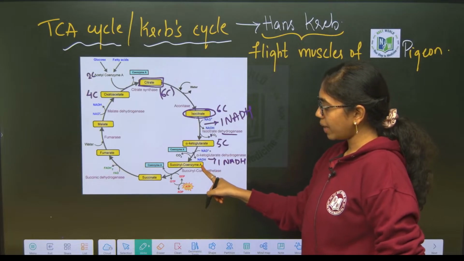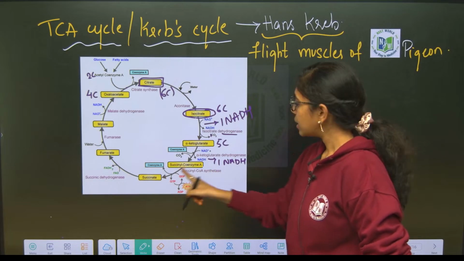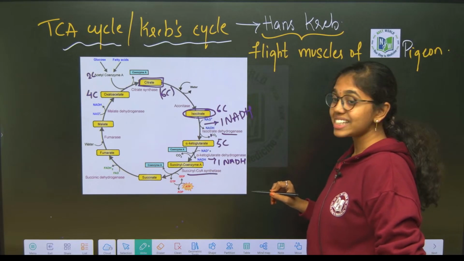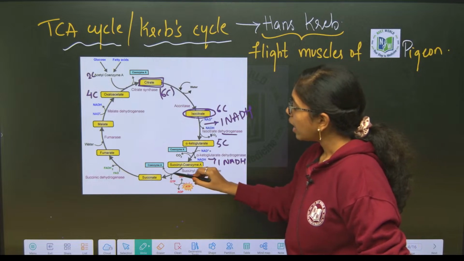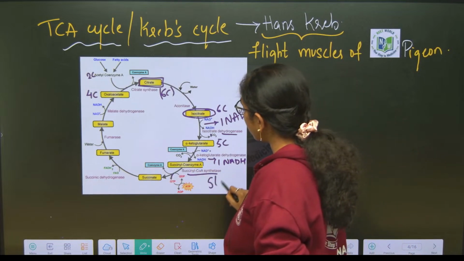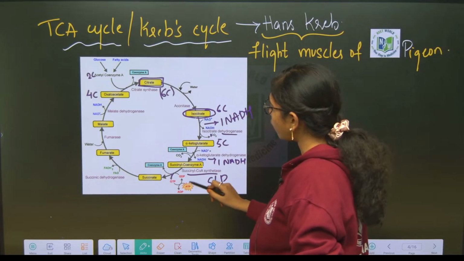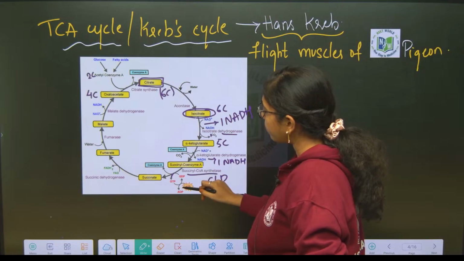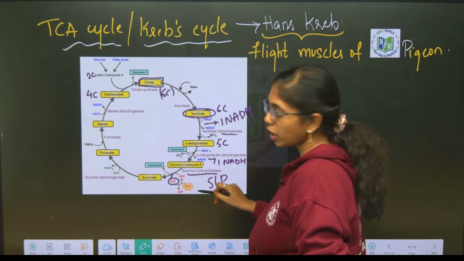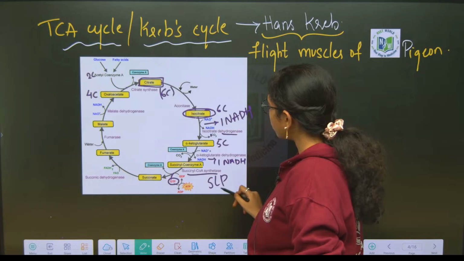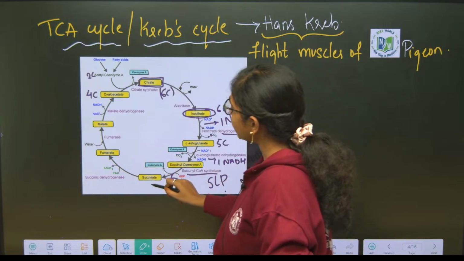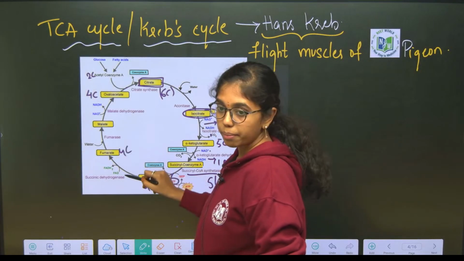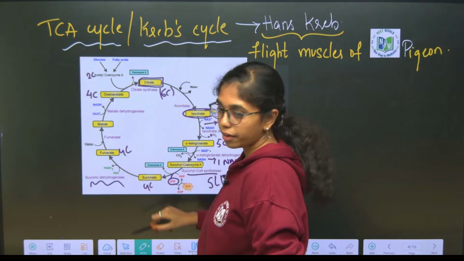Succinyl coenzyme A to succinate by the enzyme what? Succinyl CoA synthase. So, here substrate level phosphorylation happens, because the phosphate group is being extracted from this substrate succinyl CoA and being added to form GTP or ATP. Understood? So, SLP happens over here, and succinate, a 4 carbon compound, will be turned to fumarate by the enzyme succinate dehydrogenase.